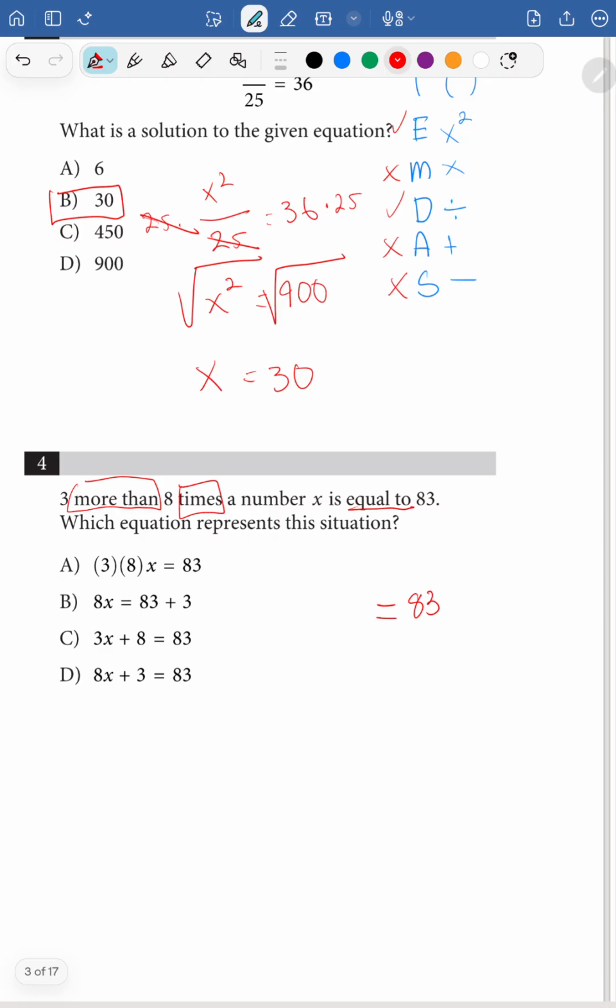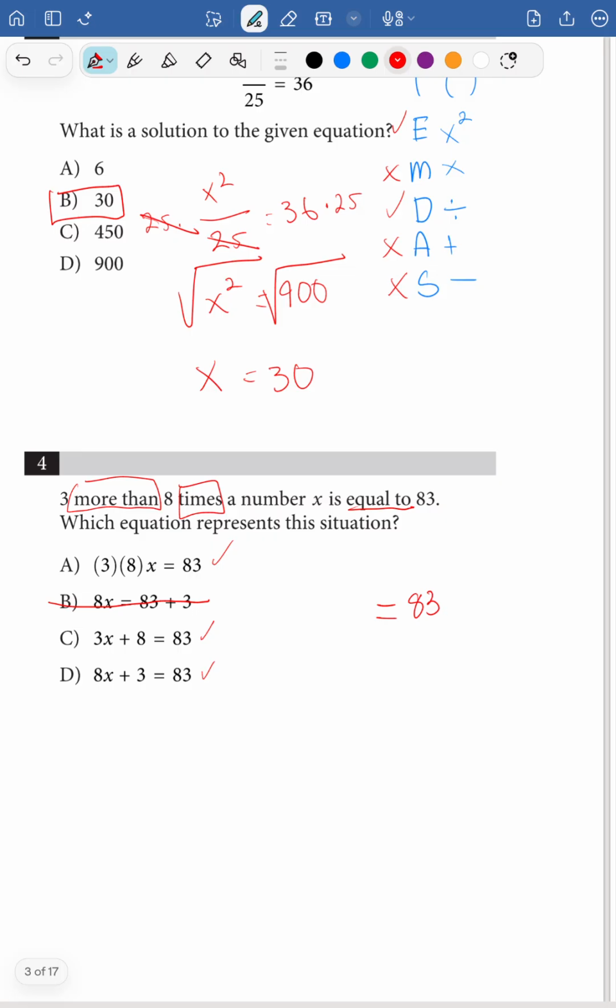So if you're having trouble with this, you can also use the process of elimination. These three answer choices have 83 next to an equal sign. However, B does not, so we can count that one off. So now let's look at the rest of the information. 3 more than 8 times the number x. You can choose whichever one you want to look at first, but I prefer to go left to right, but first make sure to read everything as a whole. So 3 more than 8 times the number x.